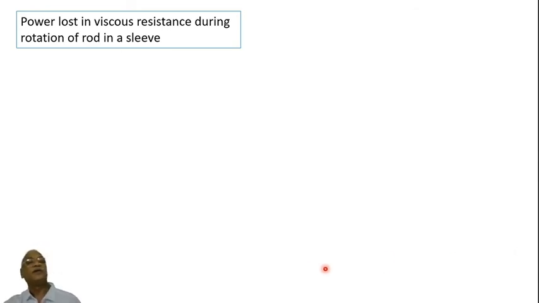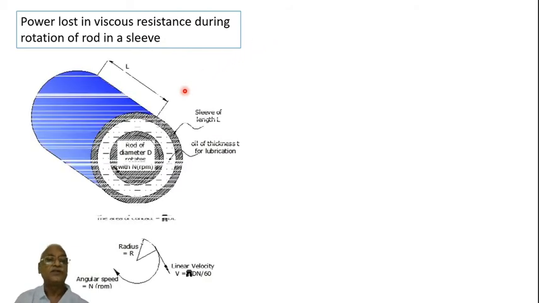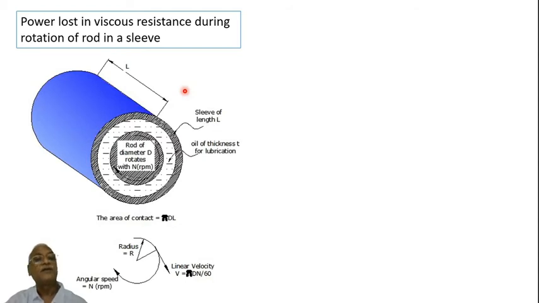Okay, next, the power lost in viscous resistance during rotation of a rod in a sleeve. There are a number of mechanical devices where a rod is being rotated in a sleeve, right? So that situation is shown in the form of a picture over here. The external blue one is a sleeve of length L and a rod of some good length which passes through. It is shown in section, because of that it is seen as just a circle, right?